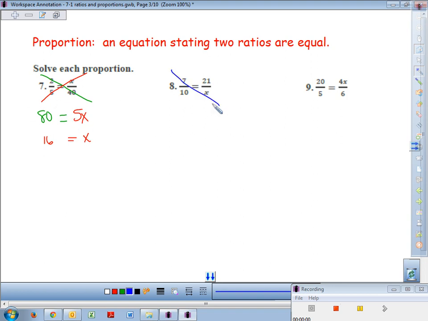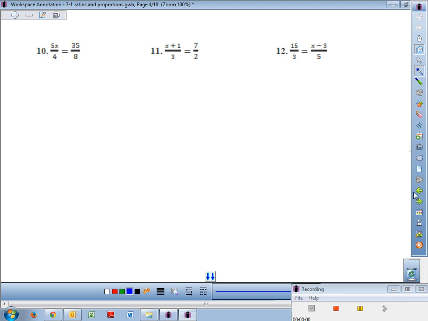So cross multiply here, 7x equals 210, so x equals 30 if we divide both sides by 7. Same thing, 20 times 6 is 120. That equals 5 times 4x, which is 20x. And then we'll divide both sides by 20 and get 6. Why don't you give number 10 a try? Give the video a pause and try number 10.